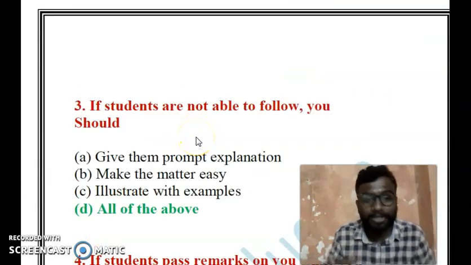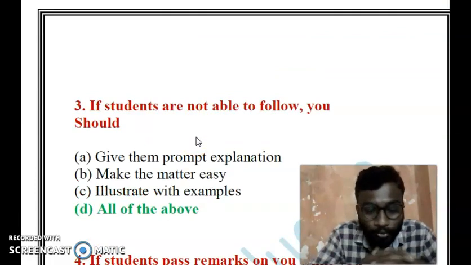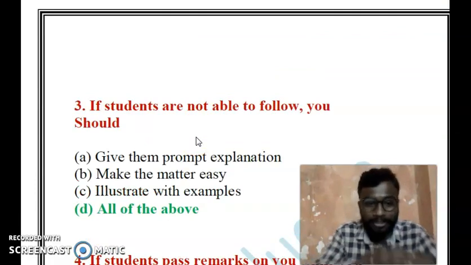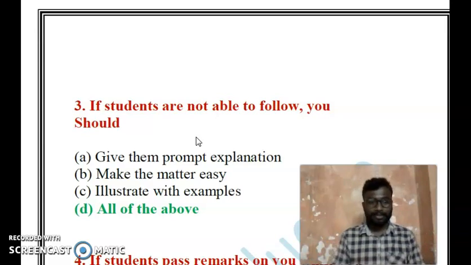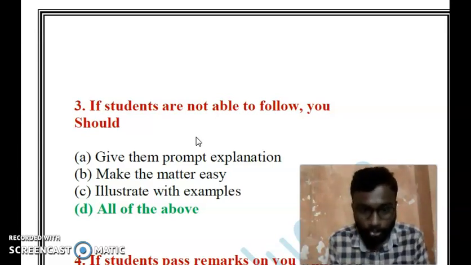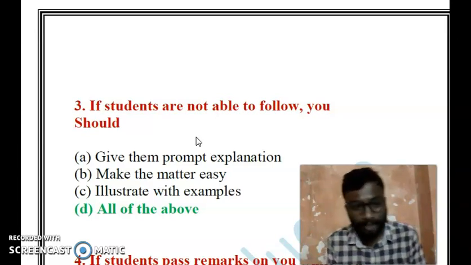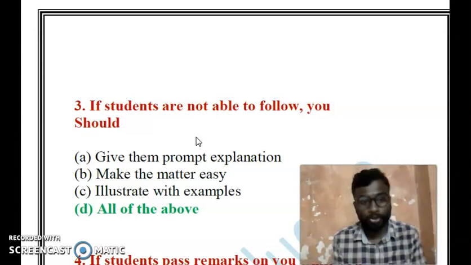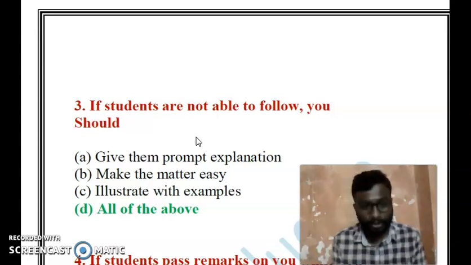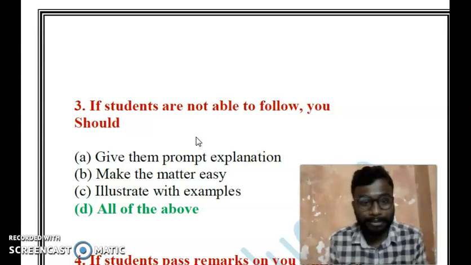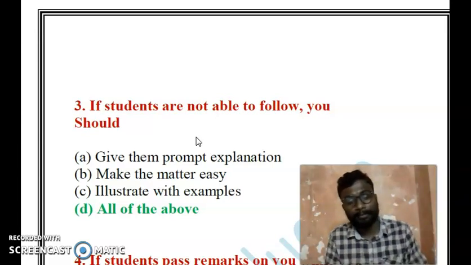Question 3. If the students are not able to follow, what should you do? Give them a prompt explanation. Make the matter easy. Illustrate with examples. All of the above. Yes, all of the above, all the attempts made by the teacher will be appropriate solutions. So if the students are not able to follow, the teacher should do all the things: give them the prompt explanation, make the matter easy, illustrate with examples. All of the above.